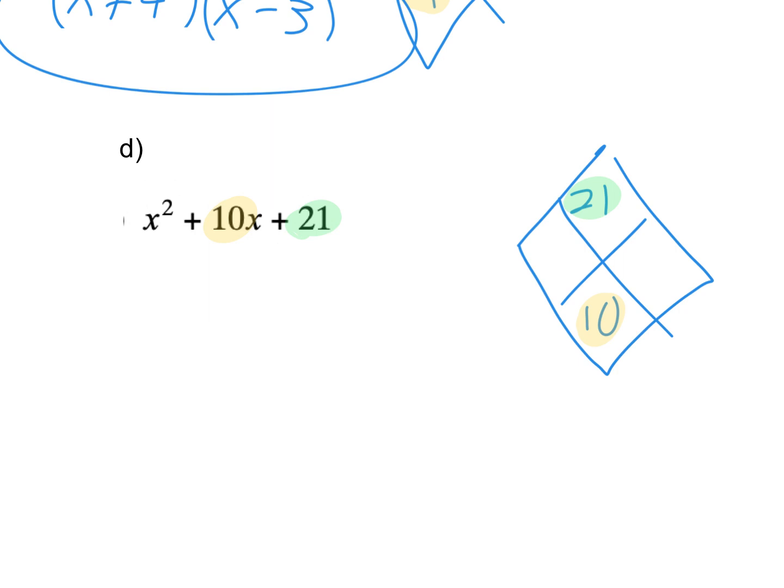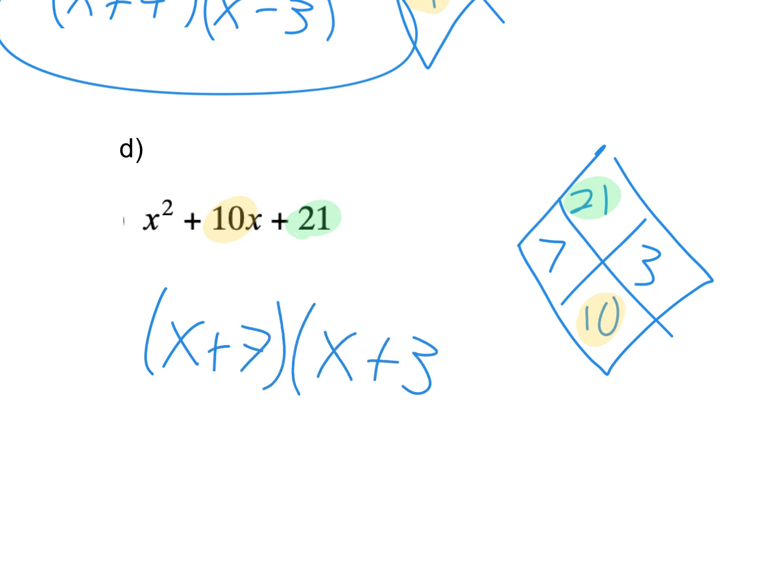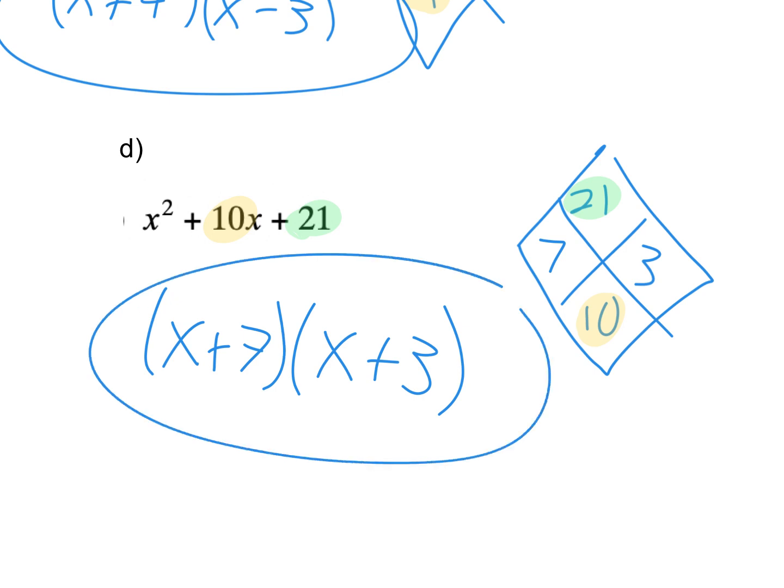So let's think about this. 21, I think 7 and 3 are both factors of 21. And I like those numbers because I know they add to get 10. So our answer would be x plus 7 and x plus 3. Because 7 times 3 gets me 21, but 7 plus 3 gets me 10.